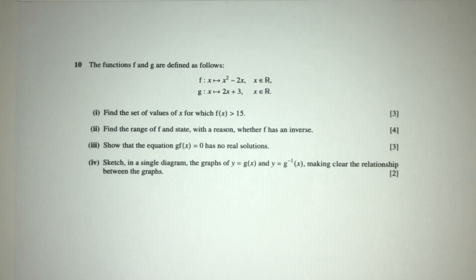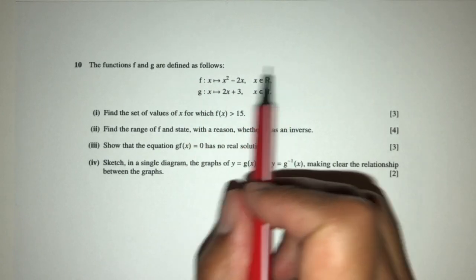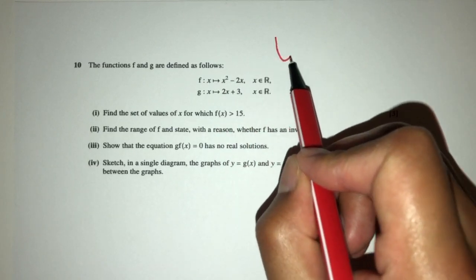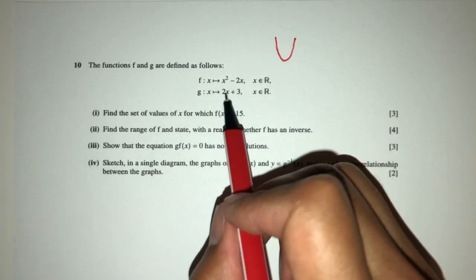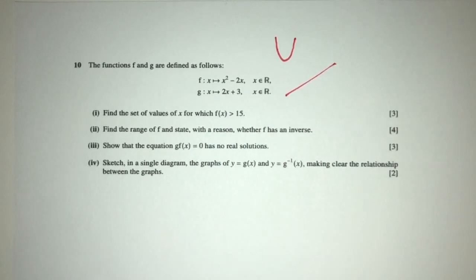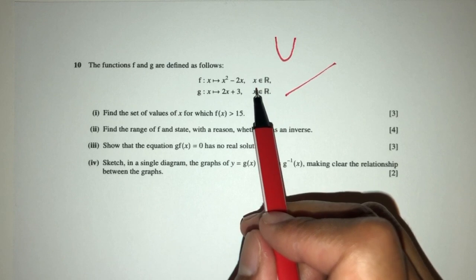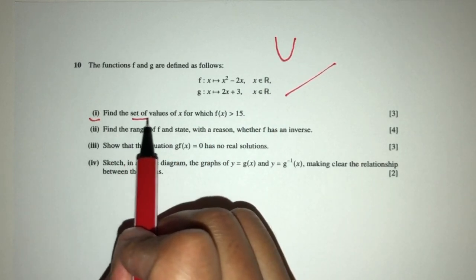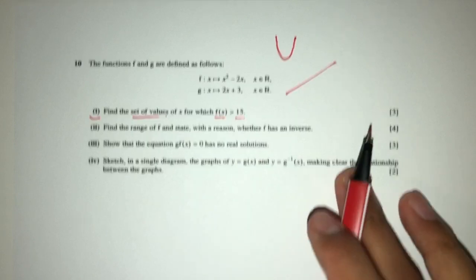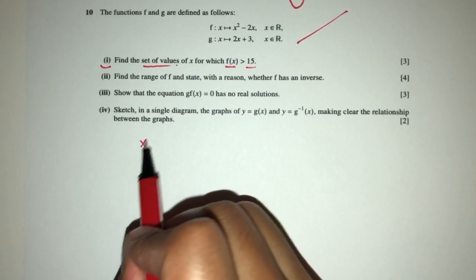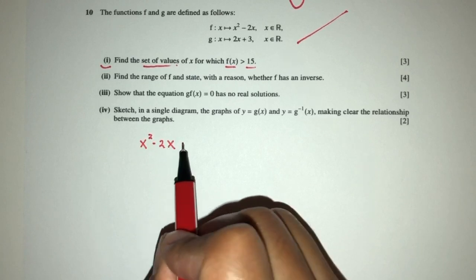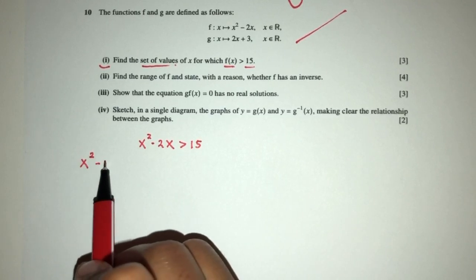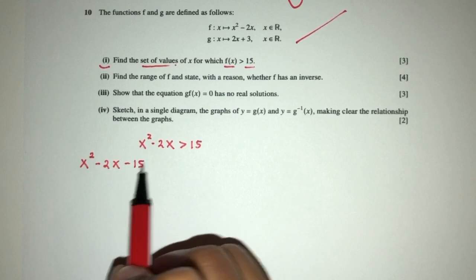So here the functions f and g are defined by the following equations. Here we can see this will be a quadratic function, a minimum curve, and this will be a straight line, right? Now x can take any value for those two equations. Part 1, we have to find the set of values for x for which f(x) is more than 15. So pretty easy. f(x) is x squared minus 2x more than 15. Again, that is pretty easy. We just have to rearrange it first. That will be this minus 15 has to be more than 0.